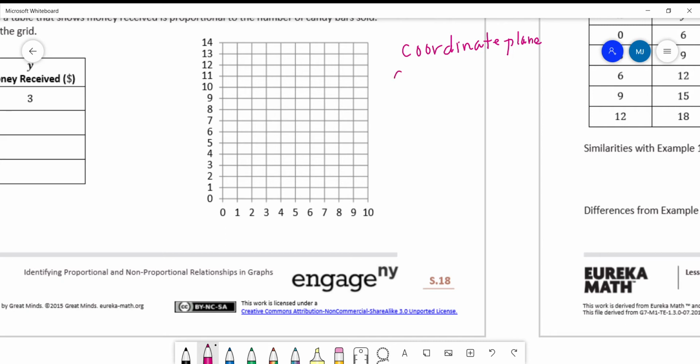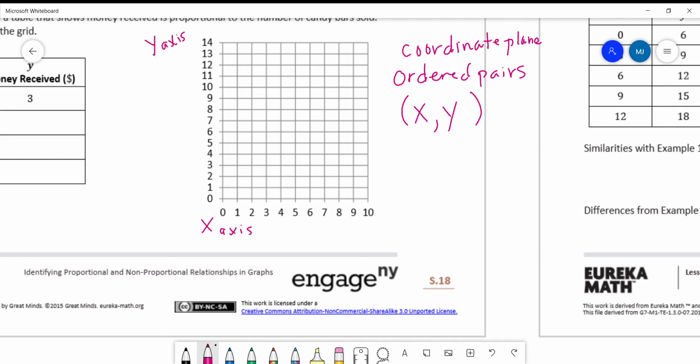Those points are called ordered pairs. And ordered pairs are formatted with parentheses, an x value, comma, and a y value. So just like in a table, x comes first. In your ordered pairs, x is also going to come first, and those will be numbers. So this horizontal at the bottom that you see, this is your x axis, and this is your y. The up and down is your y axis.